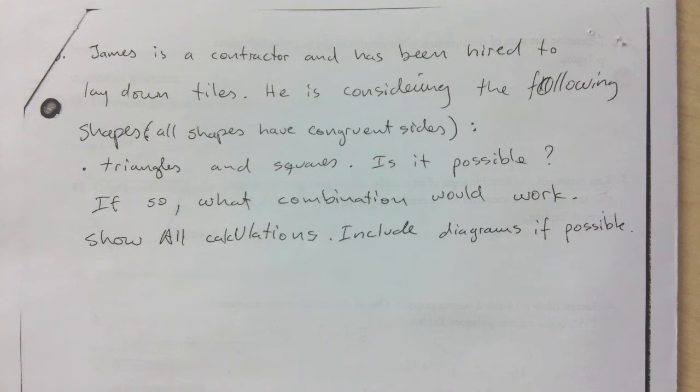So James is a contractor and has been hired to lay down tiles. He's considering the following shapes. All shapes have congruent sides, so they're regular. Okay, triangles and squares. Is it possible? If so, what combination would work? Show all calculations. Include diagrams if possible.